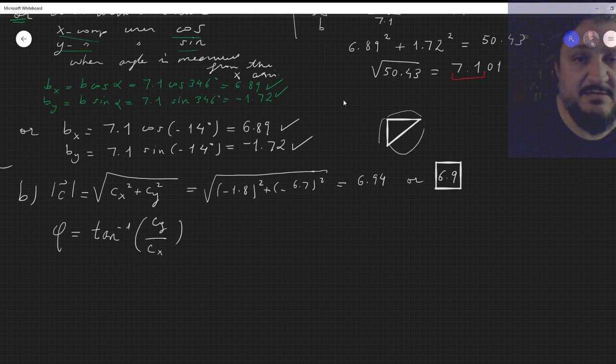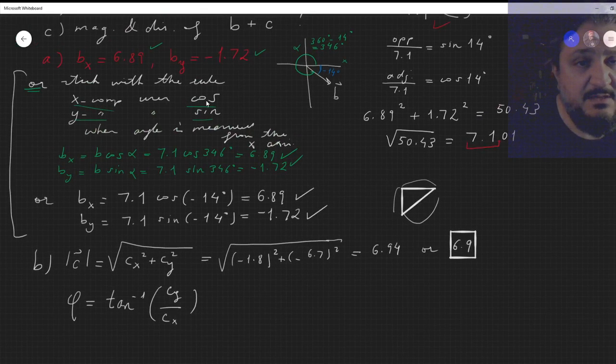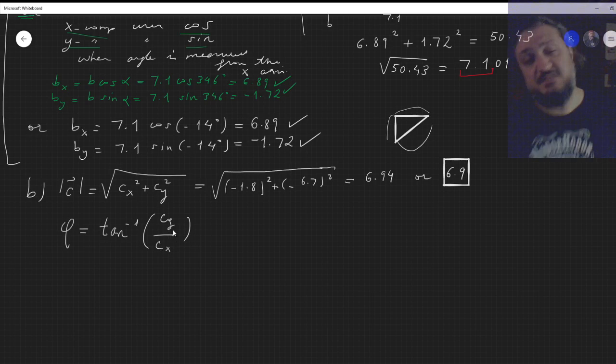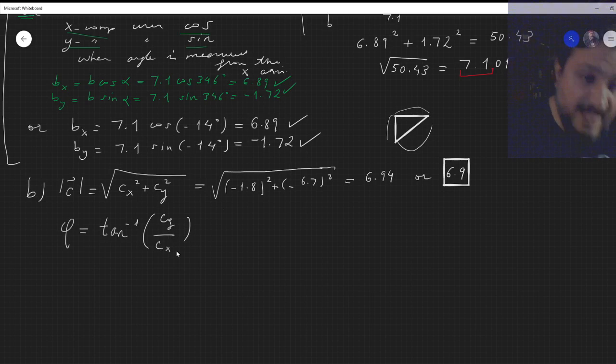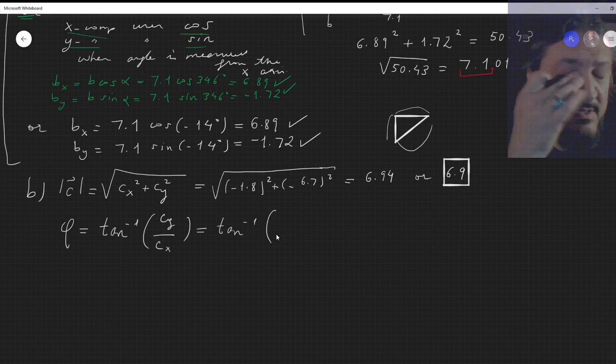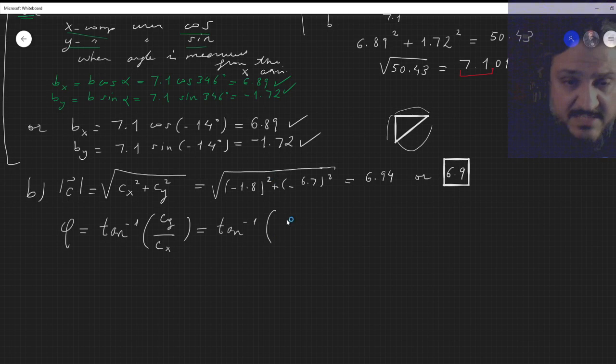Just like we had this relationship between the x component and the cosine and the y component and sine, we have this relationship with the angle here. Take the arctangent of Cy over Cx. This will give you the angle measured from the x component. So you've got to be careful with the signs here. If Cy is negative, use negative, right? So Cy is negative 6.7 and divided by x. X is also negative, negative 1.8.